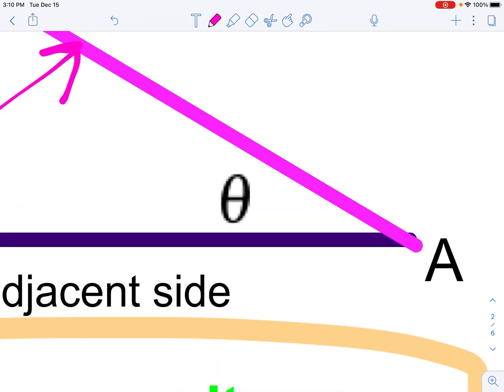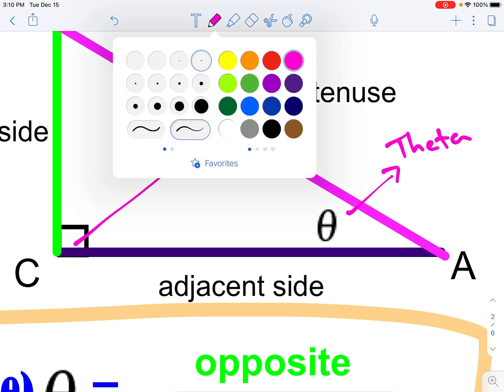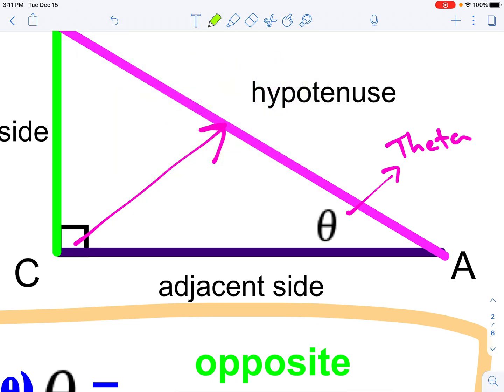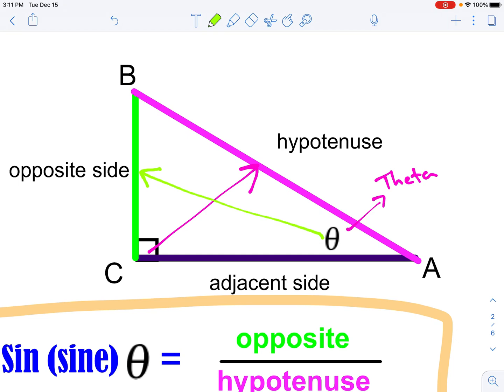If this is the Greek letter theta, usually used for angle measures, whatever angle they give us is going to be our point of view. So we would label opposite of this angle: go all the way across the triangle. That would be the opposite side. And then the adjacent side is the one that's next to it. So we have opposite, hypotenuse, and adjacent.